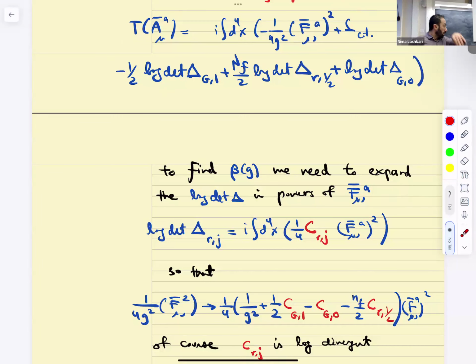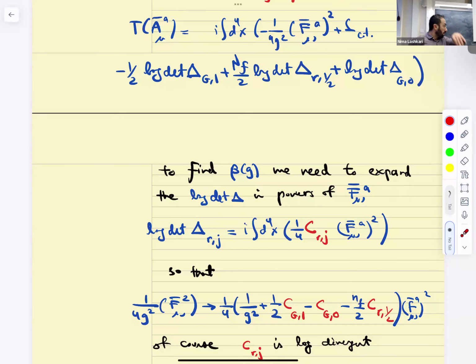So to repeat, what did we do? We used the background field method, right? We introduced a background gauge field. We took our gauge field and wrote it as background plus fluctuation. We performed the path integral up to second order in the fluctuating field. It gave us the effective action, which was the action on the background gauge fields plus a bunch of log determinants. Log determinants of a bunch of operators.